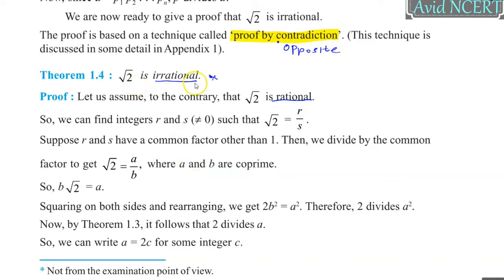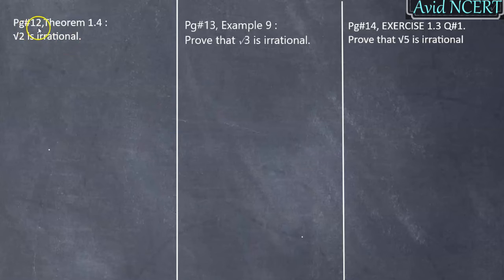Now let's solve this problem from page number 12, theorem 1.4. We have to prove that root 2 is irrational. This problem is similar to page number 13, example 9, root 3 is irrational, and exercise 1.3, question number 1, root 5 is irrational. The question can also be like root 7 is irrational or root 27 is irrational, whatever it can be. Whenever the number is like this, you just follow the same steps for all the problems.